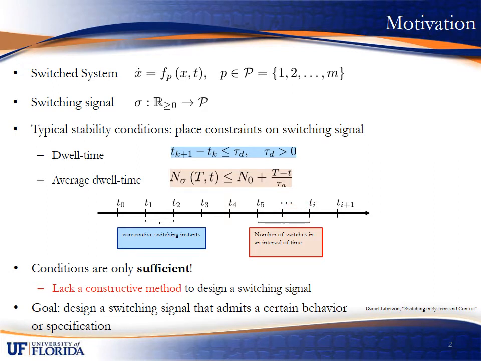However, the problem is that these conditions are only sufficient conditions and they lack a constructive method to actually design a switching signal. So the goal in our work is to design a switching signal that admits a certain behavior or specification, meaning that it gives us a way to determine how to switch between modes.